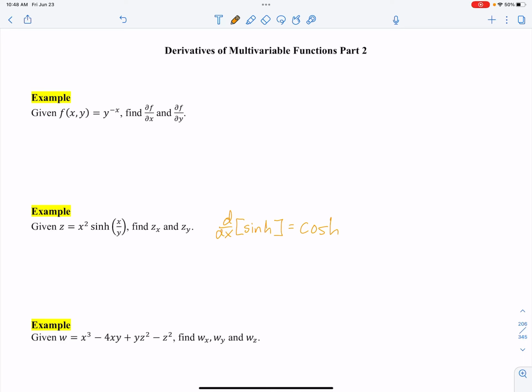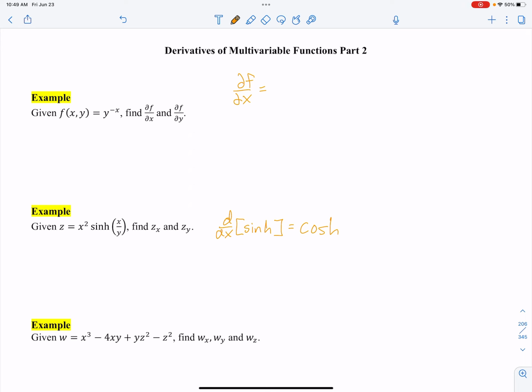In this video, we'll continue our discussion of partial derivatives by doing some more examples. The first thing we're going to find: we have y to the negative x, and we need to find the partial of f with respect to x.